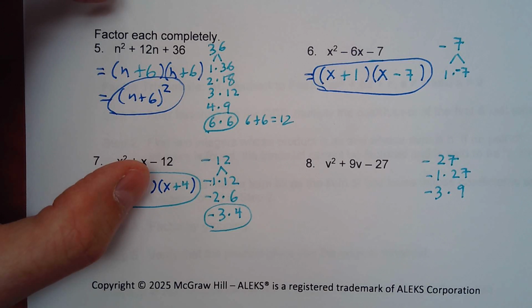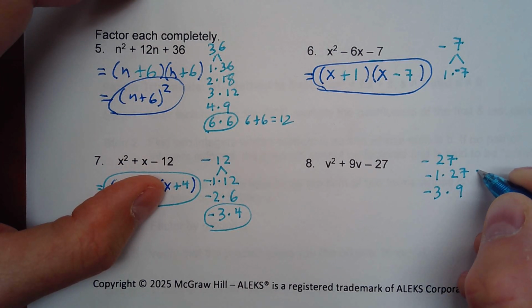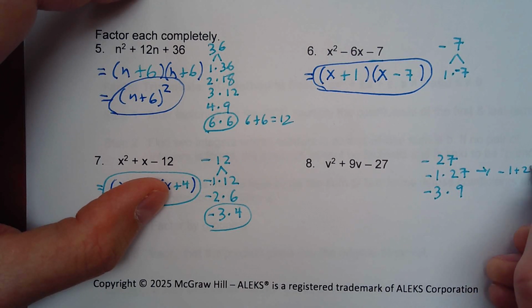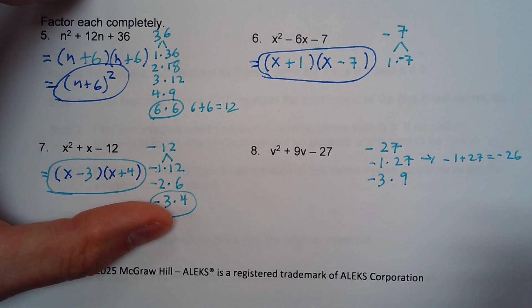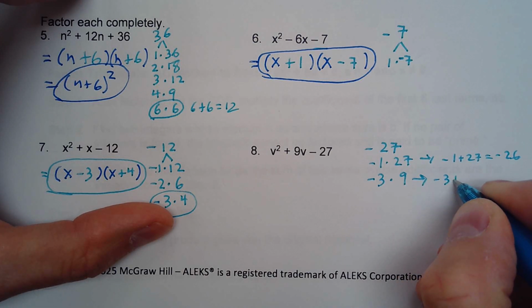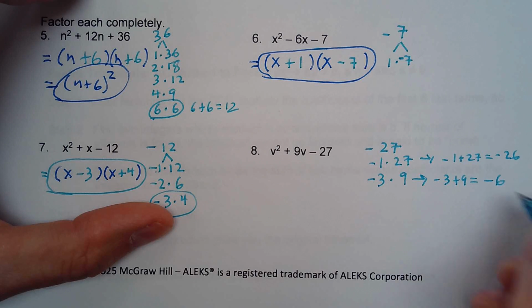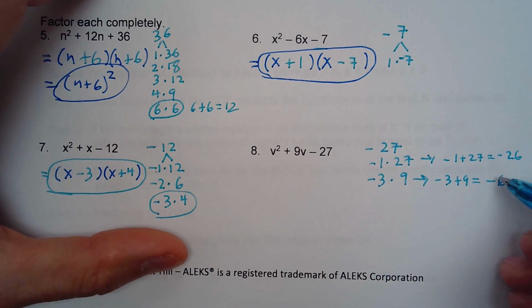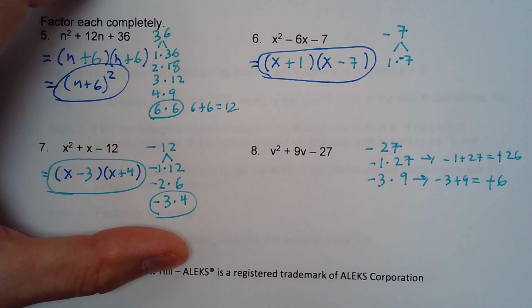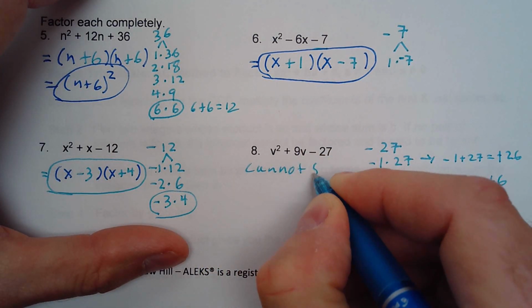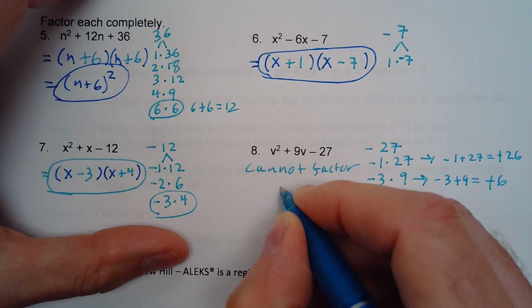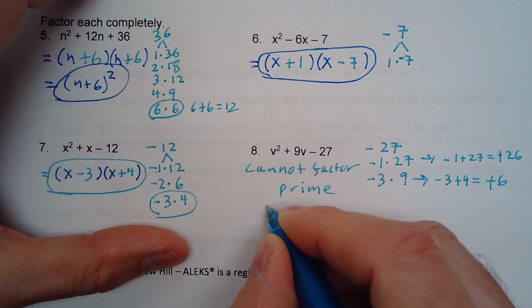Okay, we're kind of in trouble here because negative 1 plus 27 is positive 26. This one would give me negative 3 plus 9, which is positive 6. Sorry, excuse me, that should have been a positive 26. Neither one of those adds up to 9. So what this tells me is that this cannot be factored. And when we say it's not factorable, we say the word prime.